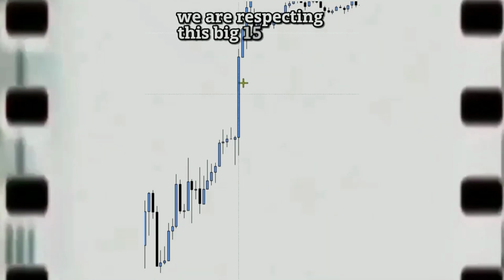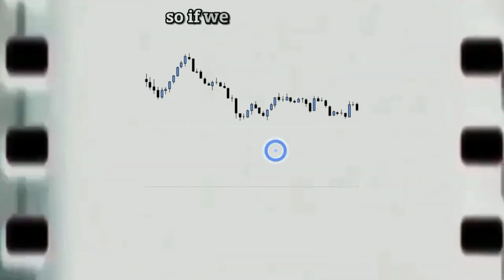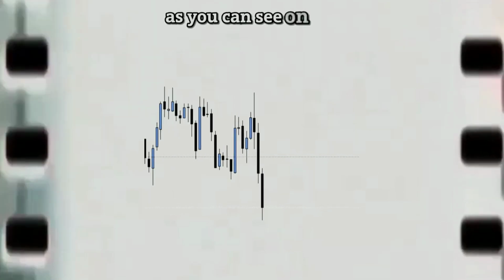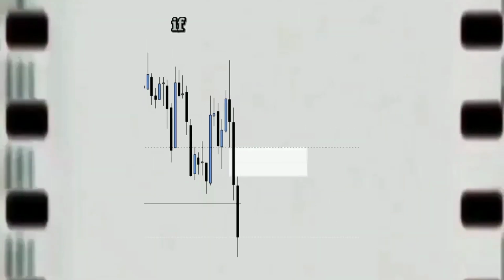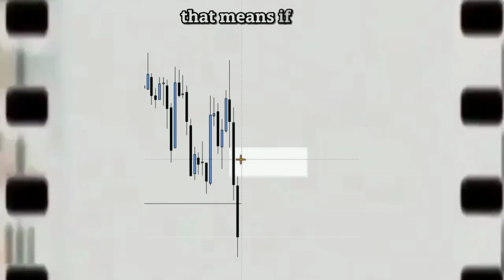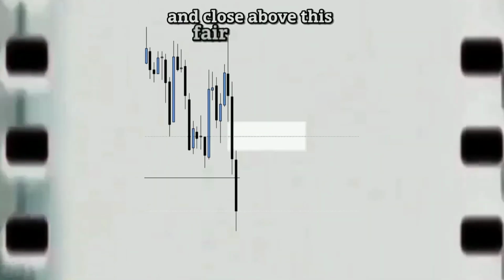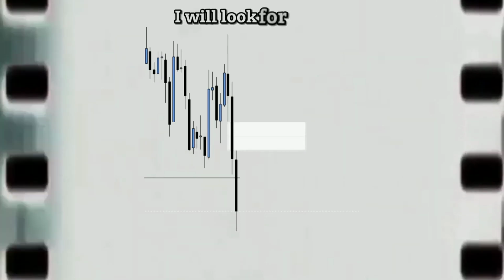But if we go to the 15-minute time frame, as you can see, we are respecting this big 15-minute bullish fair value gap. So if we drop back to the 1 minute, as you can see on the 1 minute, we have now swept sell side liquidity. We have created a bearish fair value gap. Now my entry into this trade would be if we get an inverse. That means if we disrespect and close above this fair value gap, I will look for long positions.